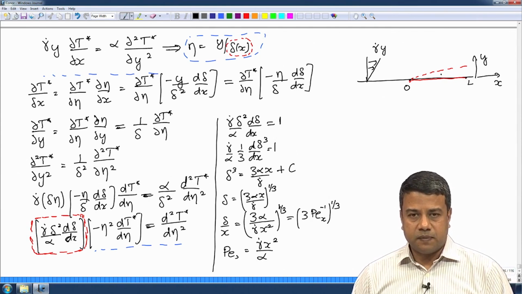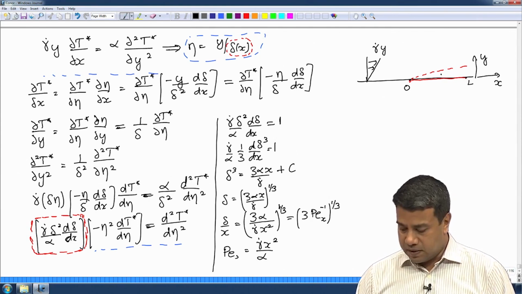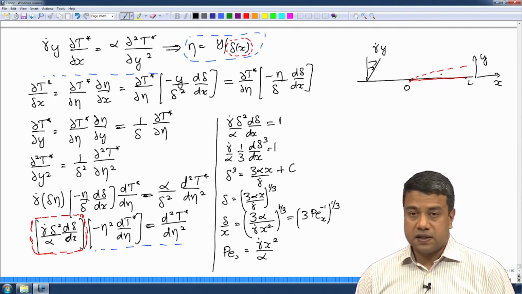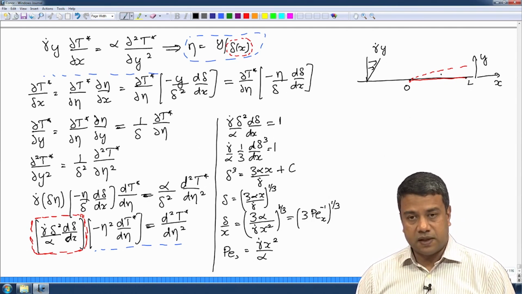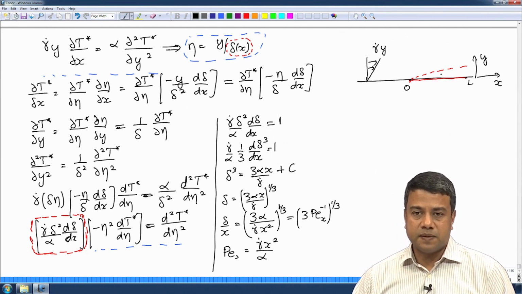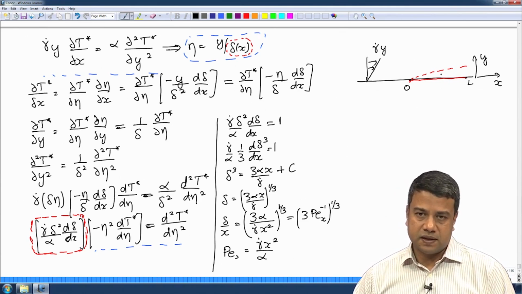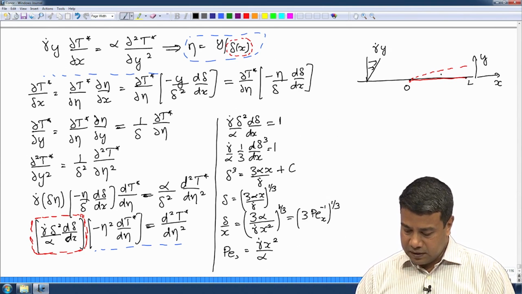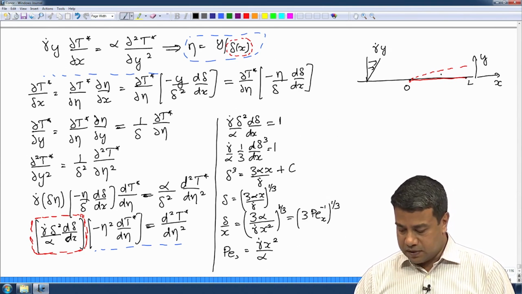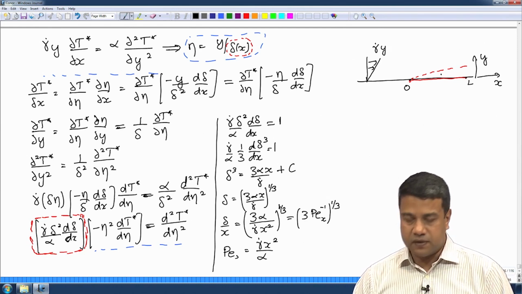You recall we had defined a Peclet number in terms of L as gamma dot L square by alpha. In this case, this is a local Peclet number, gamma dot x square by alpha. So, it is no surprise that if the length scale has to be x instead of L, the boundary layer thickness has to scale as the Peclet number based upon x to the 1/3 power. So, that is not surprising. So, that is one part of the problem, the solution for the boundary layer thickness.